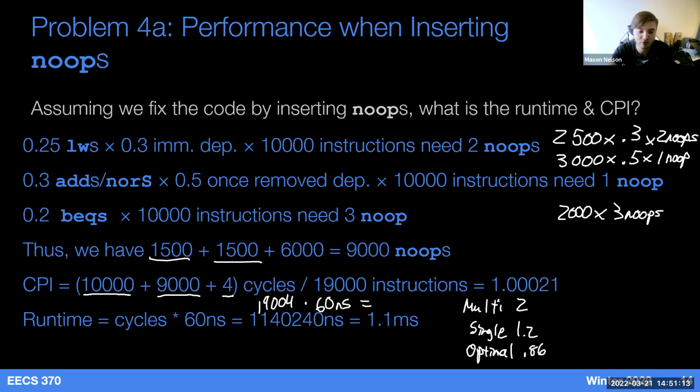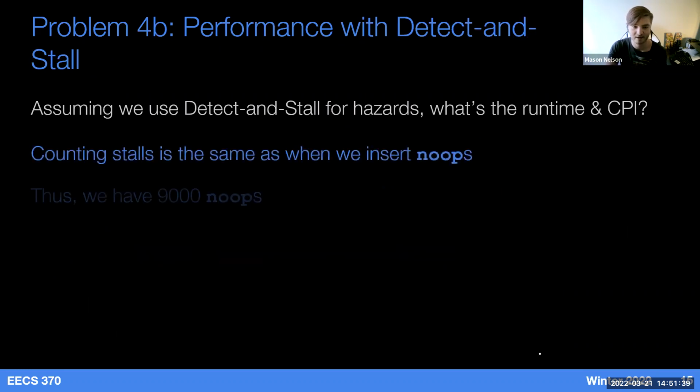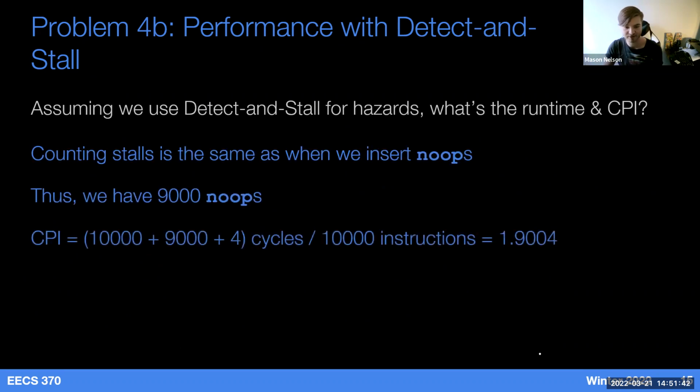And so now we're going to move on to detect stall. And if you remember, the only difference between avoidance and detect stall is that it's the hardware that's inserting those NOOPs for us instead of the programmer. But every single NOOP that we inserted into our original code is still going to be inserted by the hardware. So that means that our cycle count this time is going to be the exact same. All right. And so we still have the 9,000 NOOPs that we had. We still have the 19,004 cycles, but this time we're not adding those 9,000 NOOPs on the bottom of the fraction. And we're just keeping the original 10,000 instructions.